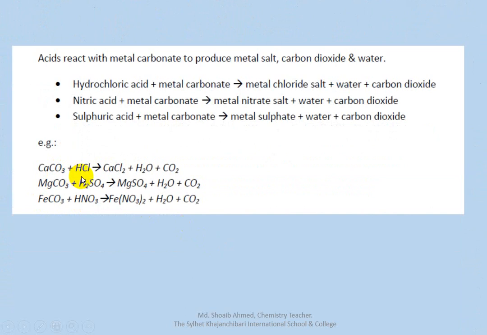Okay, metal carbonates. Metal carbonates like calcium carbonate, magnesium carbonate, ferrous carbonate react with acid. Which things form? When a metal carbonate reacts with acid it forms a metal salt, water, and carbon dioxide. There are three products formed: salt, water, and carbon dioxide. When calcium carbonate reacts with acid it forms calcium chloride, water, and carbon dioxide. When magnesium carbonate reacts with acid it forms magnesium sulfate, water, and carbon dioxide, and so on.